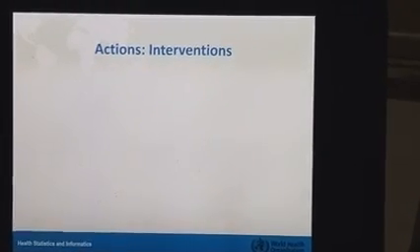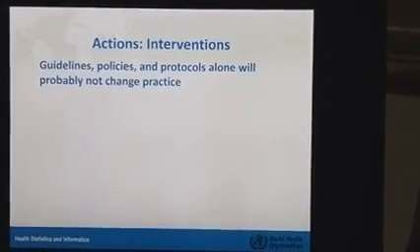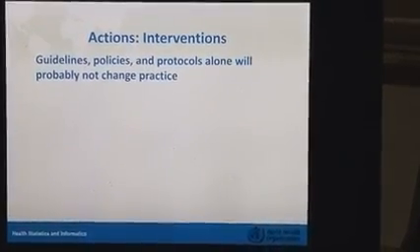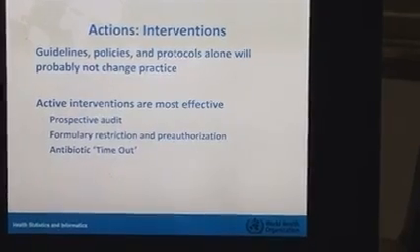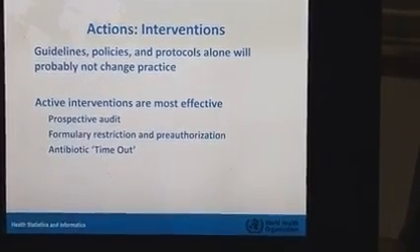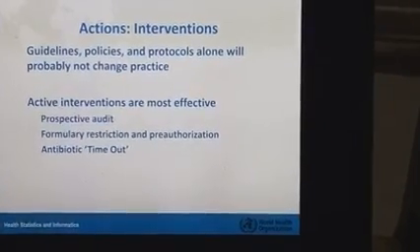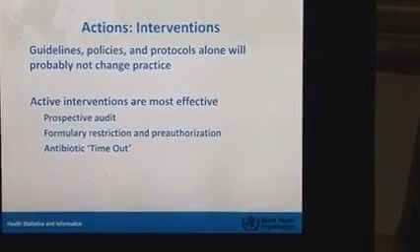And what about actions, interventions? Guidelines, policies, and protocols alone will probably not change practice. So, what will change the practice? Active interventions are most effective: prospective audit, formulary restrictions and prioritization, antibiotic time-out. This will make the intervention effective.